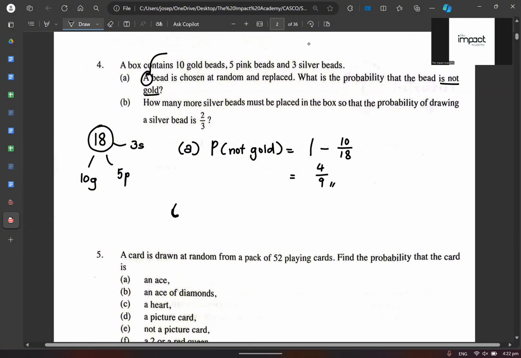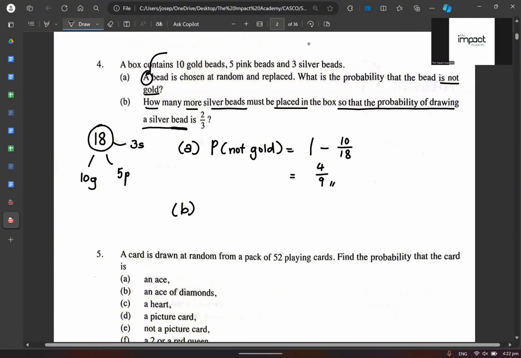Agree or disagree? Okay, so we are going to move on to the next one. How many more silver bits must be placed in the box so that the probability of drawing a silver bit is 2/3? When you see something like this, your job is to create an equation. The word "is" means equal. So something over here is equal to 2 over 3. That's what they're trying to say.